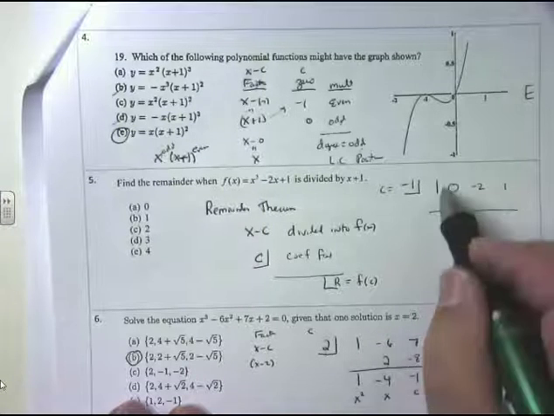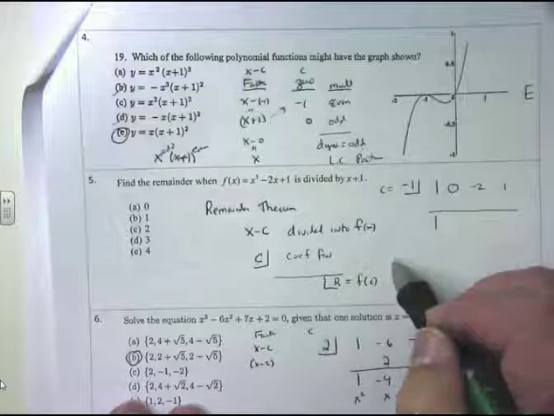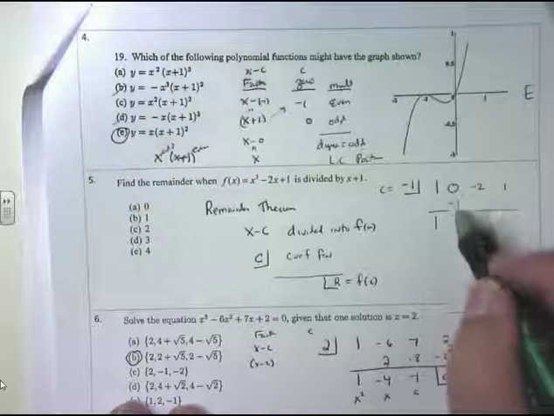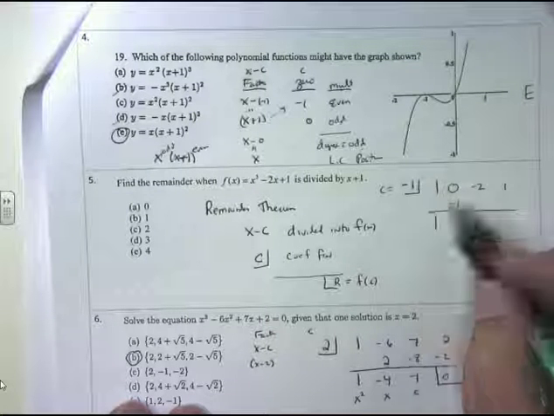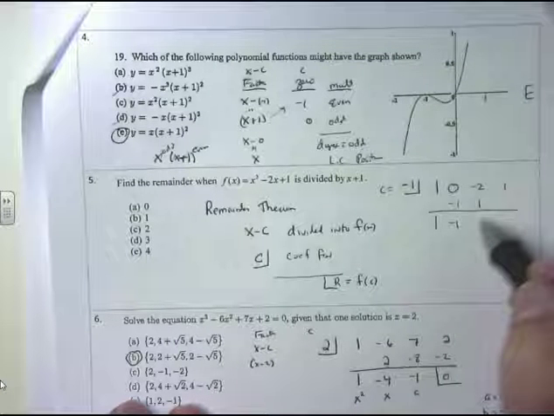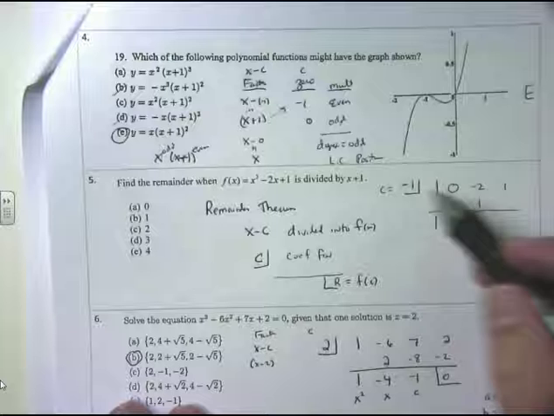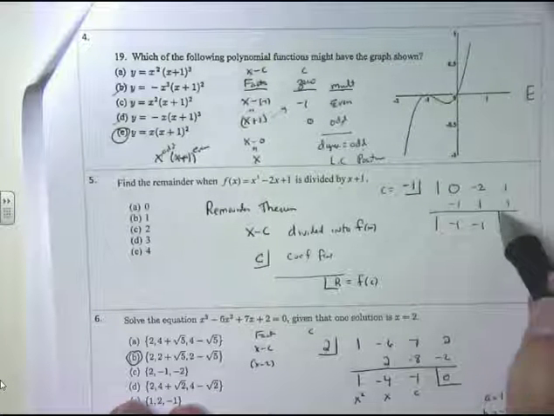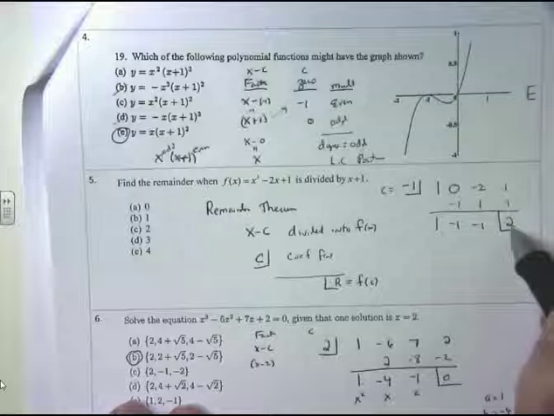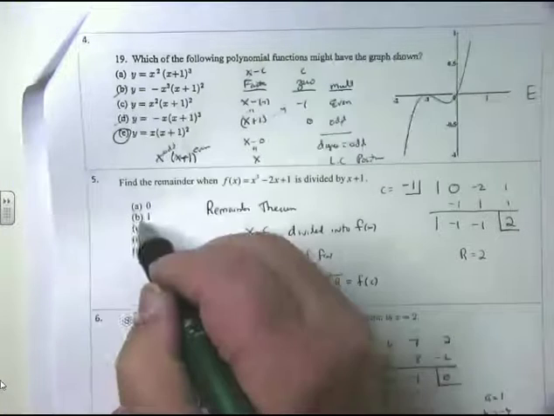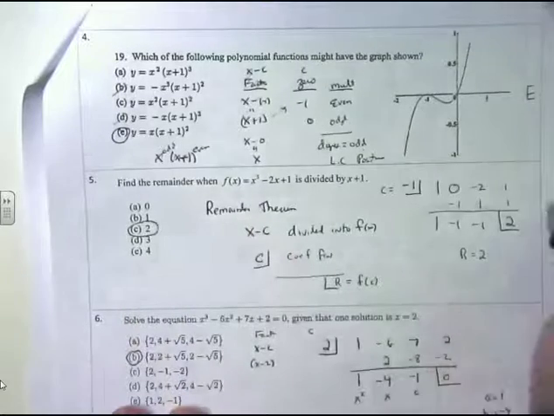Skip a line, draw a line, bring down the first guy, 1. Multiply, negative 1 times 1 is negative 1. Add, 0 plus negative 1 is negative 1. Multiply, negative 1 times negative 1 is positive 1. Add, negative 2 plus 1 is negative 1. Multiply, negative 1 times negative 1 is positive 1. Add, I get 2, and the last number we block off, this is the remainder. So my remainder is 2. So the answer is C on this problem.